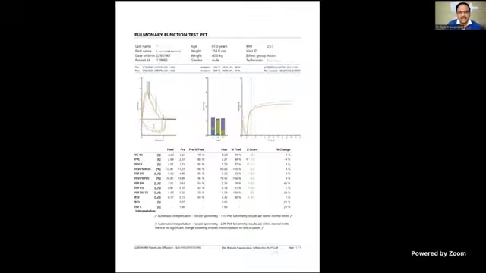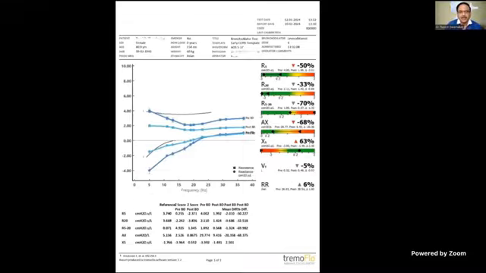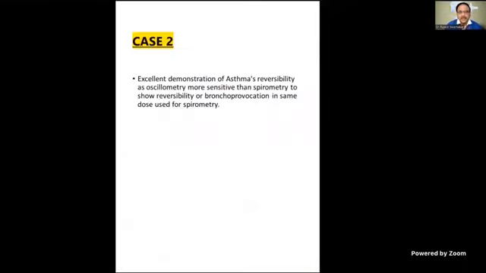But the PFT came normal, the spirometry came normal. But when we did the oscillometry, you could see that there is an obstruction and there is some sort of reversibility. So this is obstructive disease which can be missed by spirometry, and if you've got the history, you can check by doing oscillometry and revisit the diagnosis.